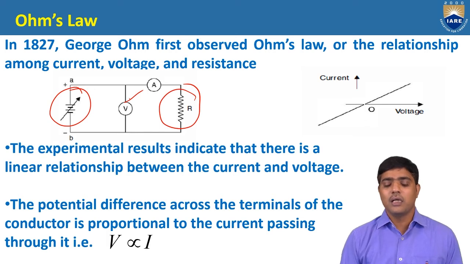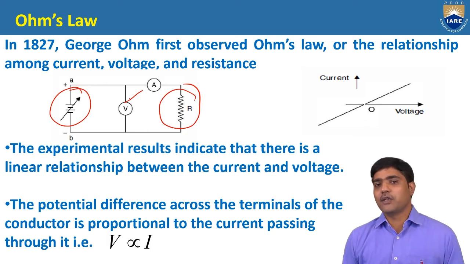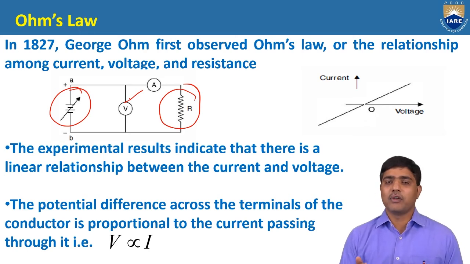Basically here Ohm's law relates three quantities: the voltage, current and resistance. If you increase the voltage, you can observe that there is an increase in the current, and even if you change the resistance, there will be a change in the current for a fixed value of voltage. So finally, Ohm's law gives you the relationship between the voltage, current and resistance.